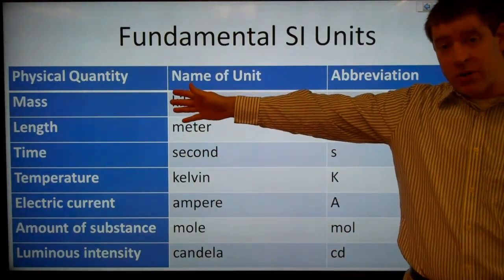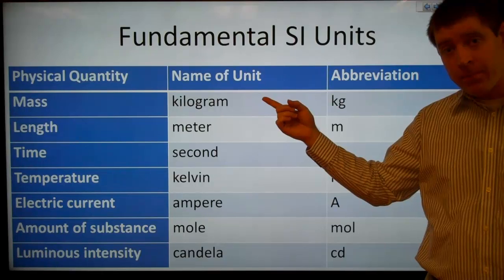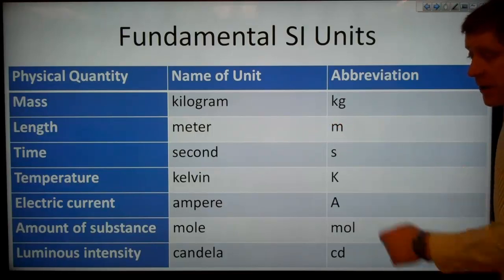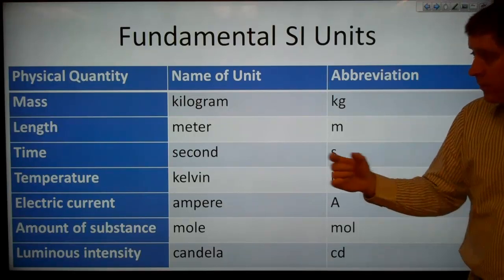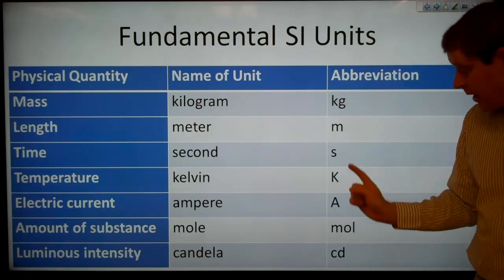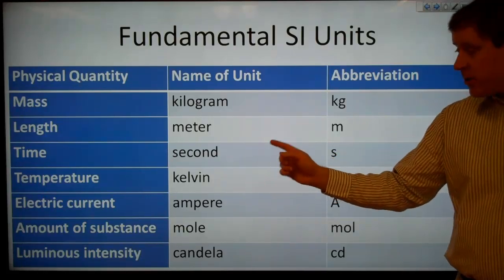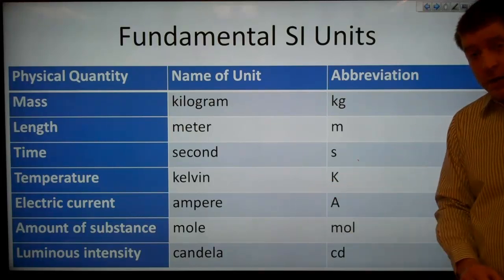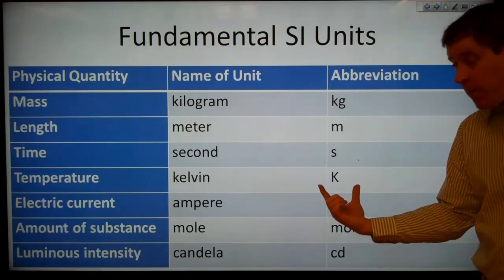So when we measure mass, in SI we measure using the kilogram. Note that it's not the gram, which seems a little strange. And the abbreviation is listed here, kg. To measure length, we use the meter, and it's symbolized with a lowercase m. Note that the case here matters. This is a lowercase k. Down here, for Kelvin, we have an uppercase K. Time is measured using the second, with a lowercase s. Temperature is measured in kelvins, not degrees Kelvin, but kelvins, and that's symbolized with an uppercase K.